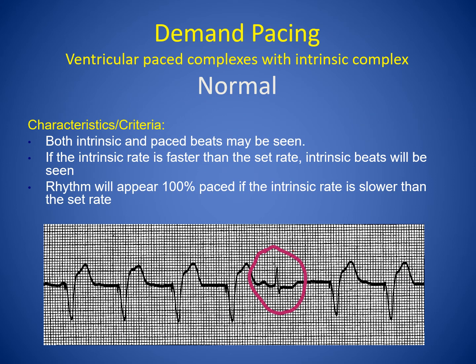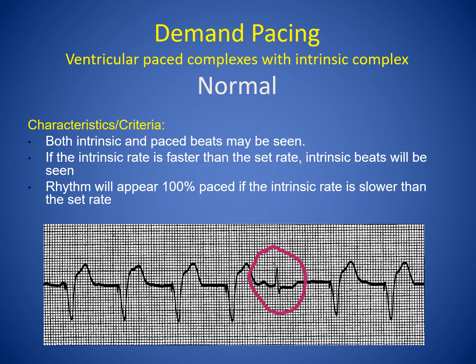For demand pacing, remember, ventricular paced complexes will only be on the test. We're not looking to do AV pacing or dual chamber pacing. So with this rhythm, you have ventricular paced complexes with an intrinsic complex, which is normal because if the patient's heart rate goes up, we want the pacer to be inhibited or not to fire.